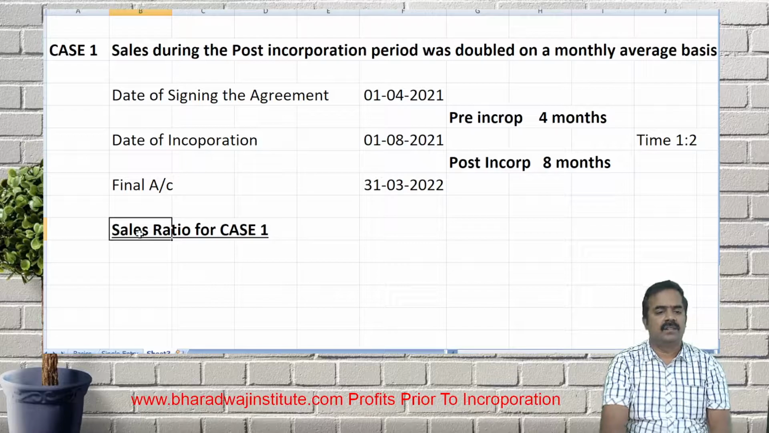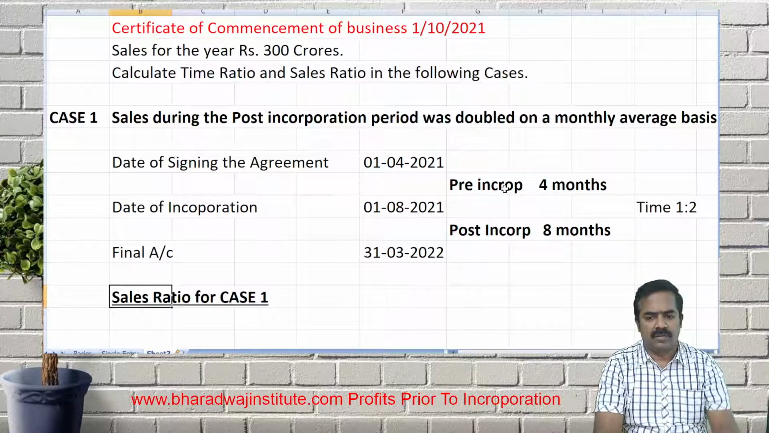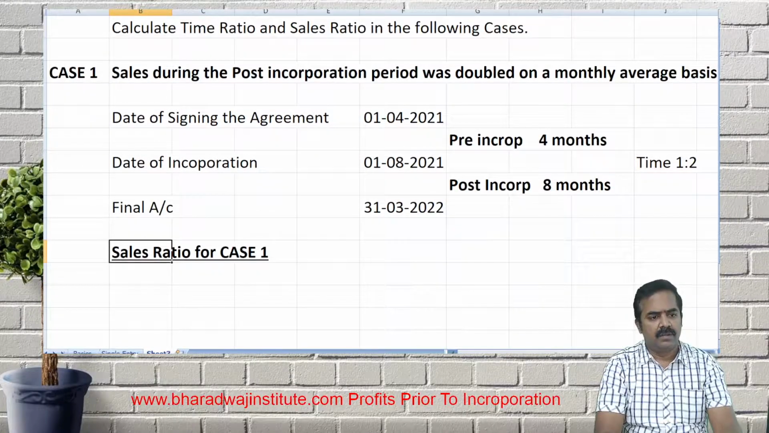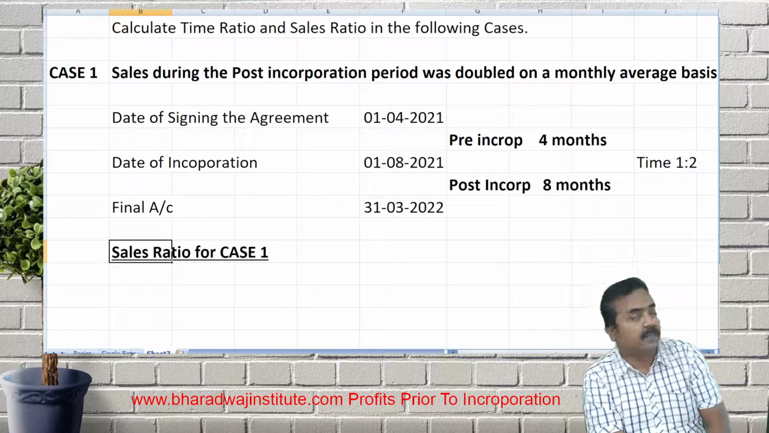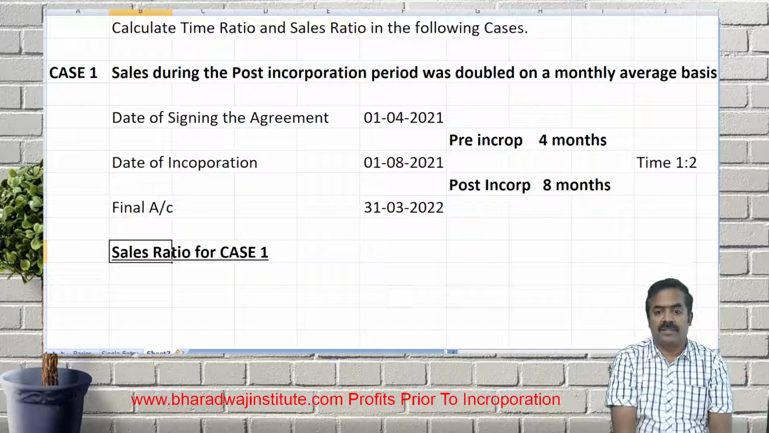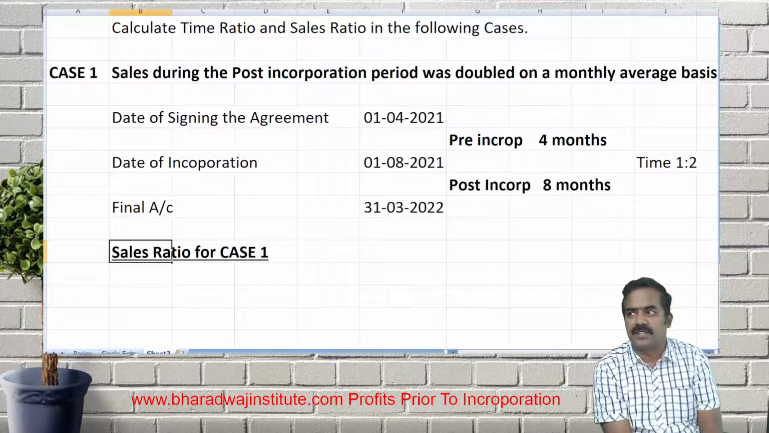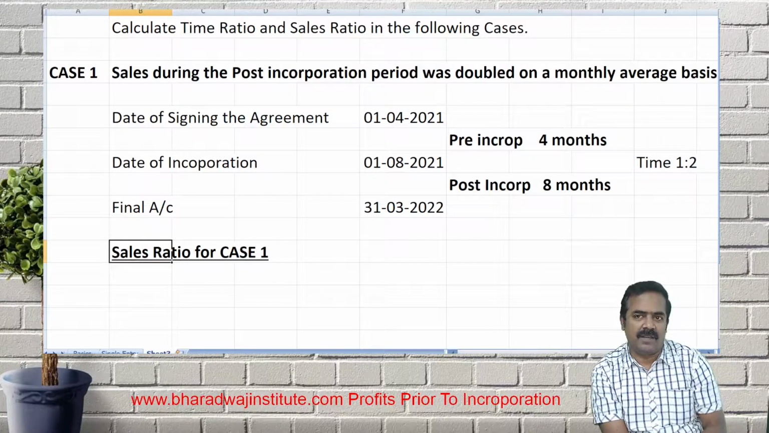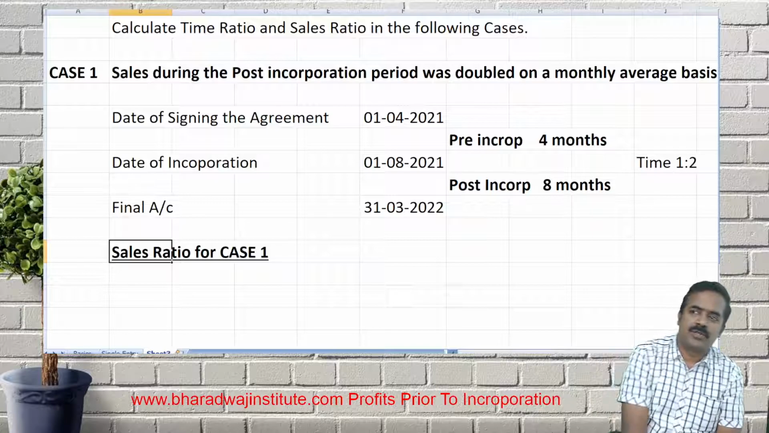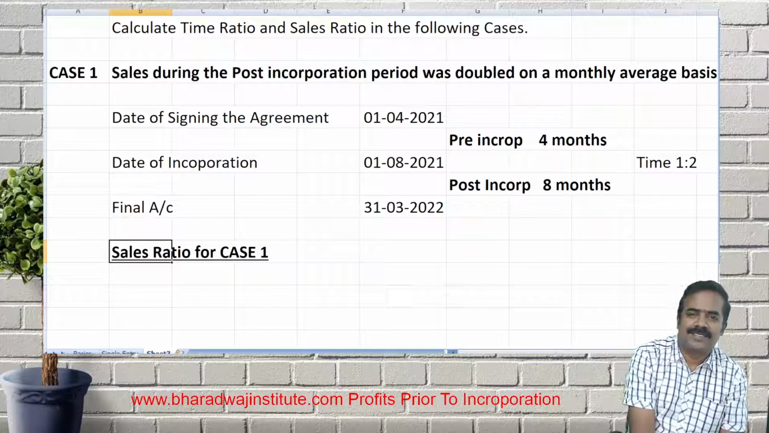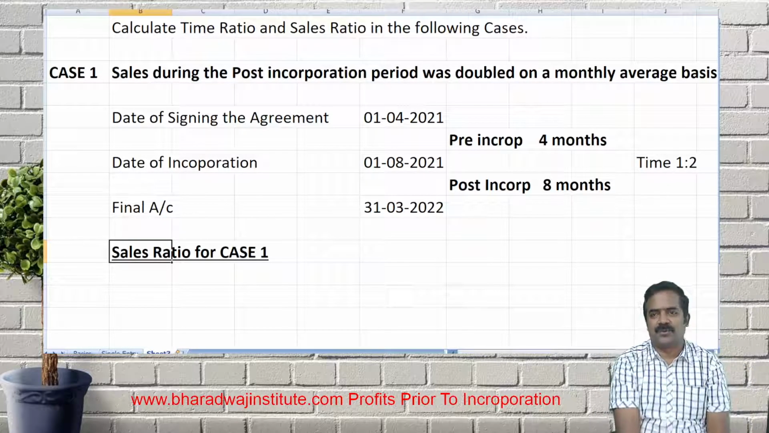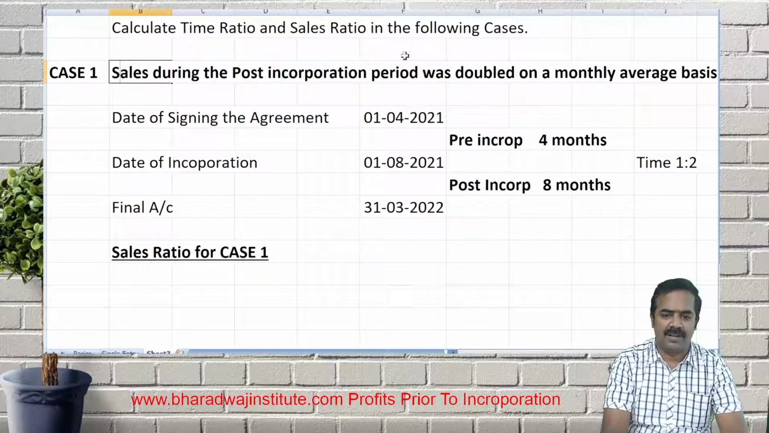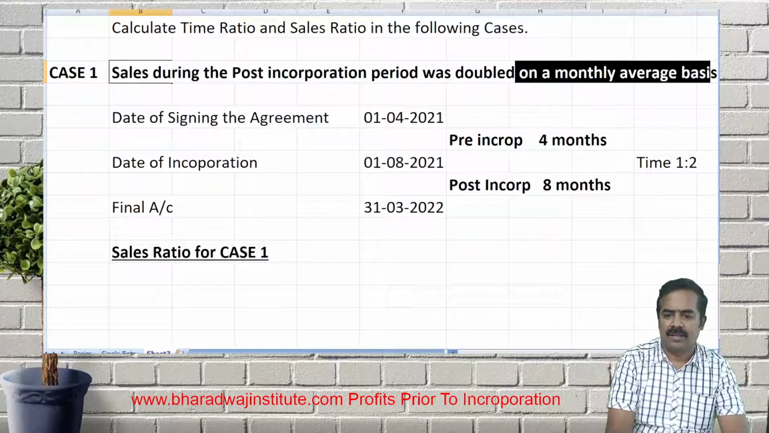Think about it. What are the words used? We have given: sales during the post-incorporation period was doubled on a monthly average basis. So what will the sales ratio be? 4:16. 1:2. 1:4. 4:16 can be written as 1:4. Look at the words used. It is not just doubled. It is doubled on a monthly average basis.